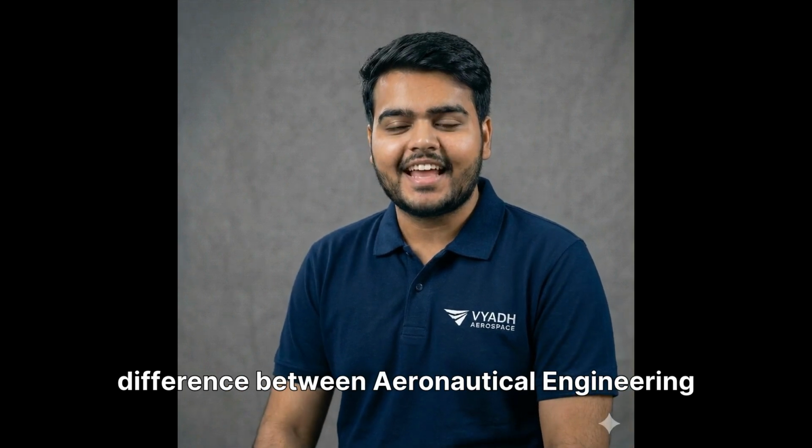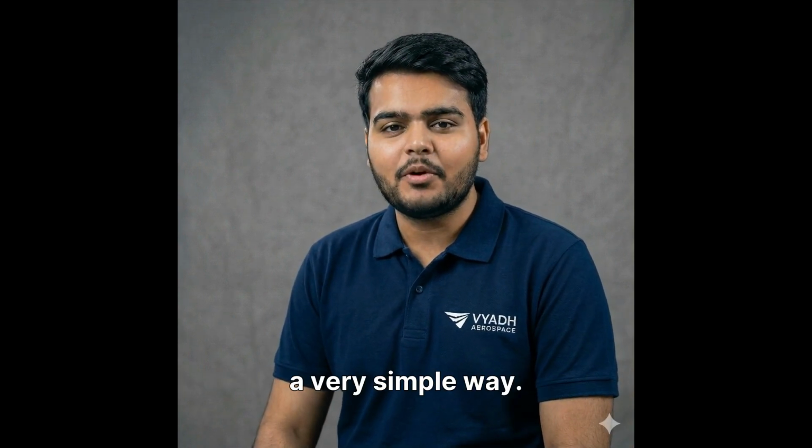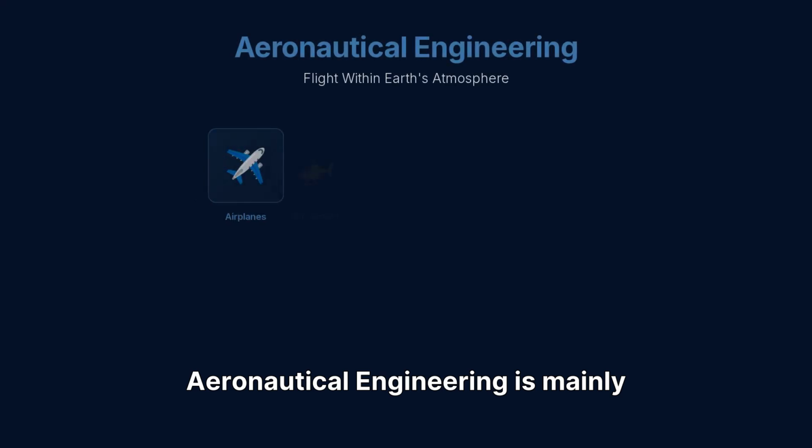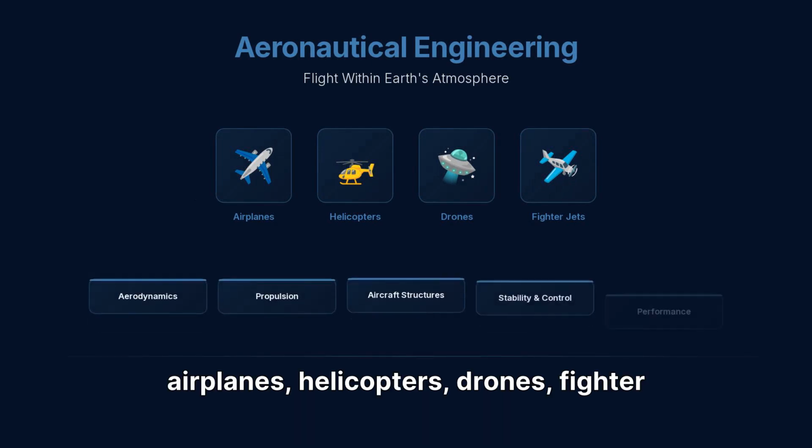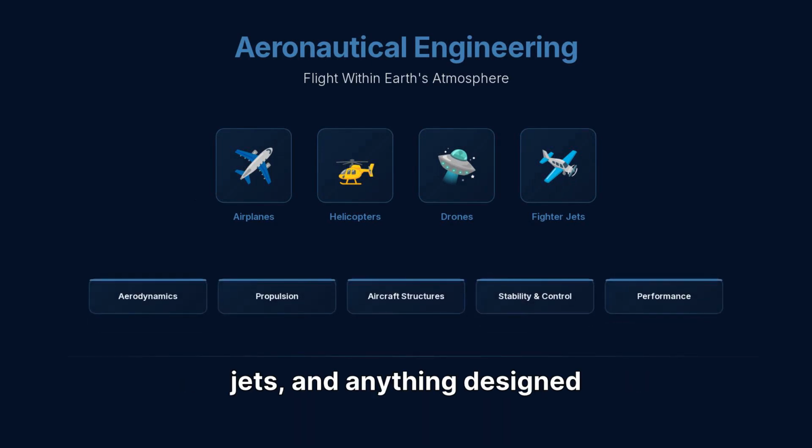Today, I'm explaining the difference between aeronautical engineering and aerospace engineering in a very simple way. Aeronautical engineering is mainly about things that fly within Earth's atmosphere. That means aircraft like airplanes, helicopters, drones, fighter jets, and anything designed to operate in the air around us.